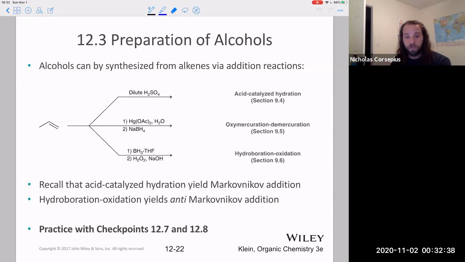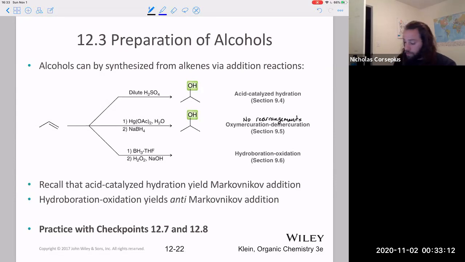So using dilute sulfuric acid, we can make an alcohol, and this would be the Markovnikov product. It would go on the more highly substituted carbon. We could do the same thing using this mercury catalyzed reaction. It's also going to give us the more highly substituted, or the Markovnikov product. Remember, the oxymercuration is good because there are no rearrangements that will occur, right? So you don't have to worry about any carbocation stuff.